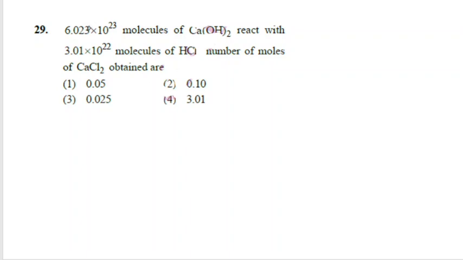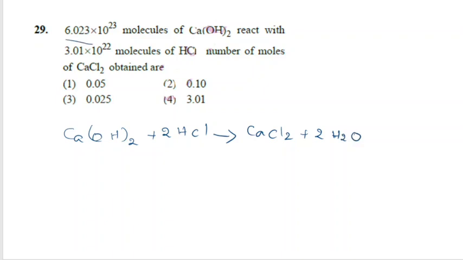6.023 into 10 power 23 molecules of Ca(OH)2 react with 3.01 into 10 power 22 molecules of HCl. The number of moles of CaCl2 obtained is? So this question is based on stoichiometric calculations. Immediately we need to write the balanced equation between Ca(OH)2 and HCl. So Ca(OH)2 plus 2HCl will give you CaCl2 plus 2 moles of H2O, right?